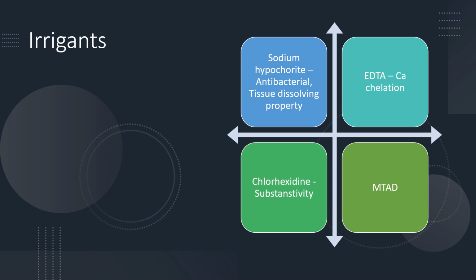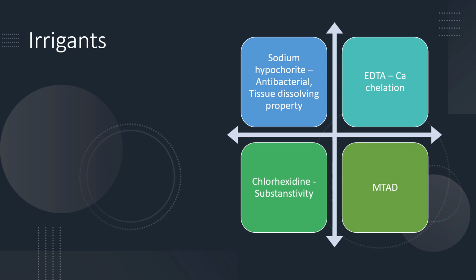Then EDTA, what is the mechanism? It has a calcium chelating property, so it chelates with calcium, thereby weakening the dentin structure. The inorganic material becomes weaker, so you can remove the organic material easily in case of EDTA. Whereas sodium hypochlorite has a tissue dissolving property, so the organic material will go off easily. So you have to use EDTA and sodium hypochlorite in combination.